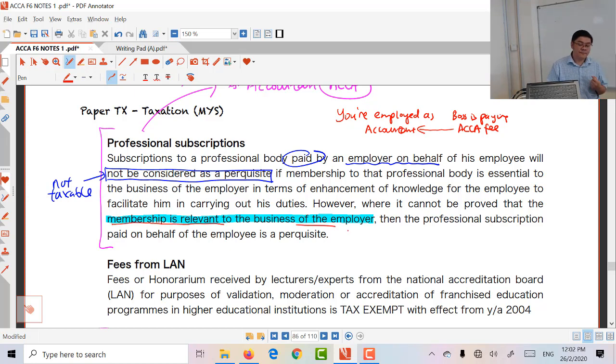business of your employer. But if, for example, you're not employed as an accountant, let's say you're employed as a marketing manager, and your job does not involve your accounting skill, it doesn't need the qualification in the first place, then your boss is paying your ACCA fee. Now, in that case, this is taxable. And this is not taxable. Okay, so it's important to see if what you're doing is relevant to the job. If it's not relevant, no. Okay, clear. Now, let's just come down and look at the next one.